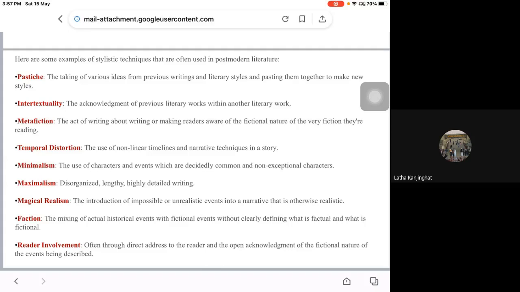Yes, ma'am. Okay. Now, going to the fourth question. How are issues of race and imperialism woven into the narrative of Heart of Darkness? So, Heart of Darkness takes us into Belgian Congo.